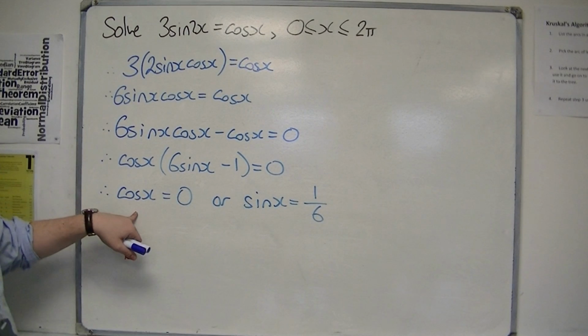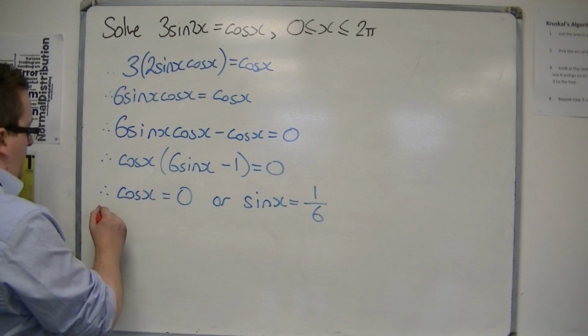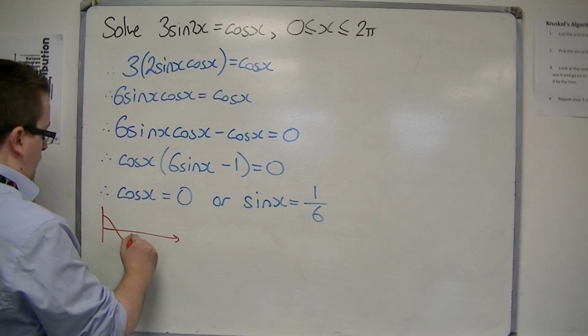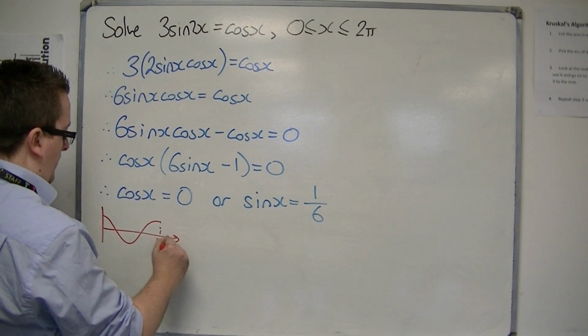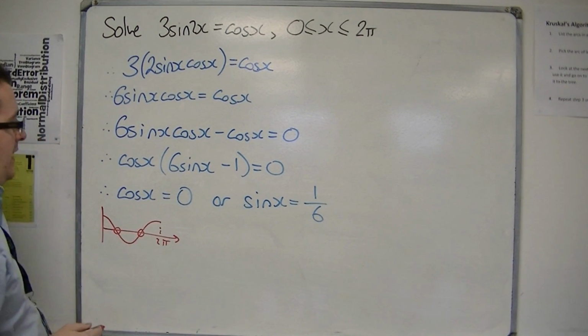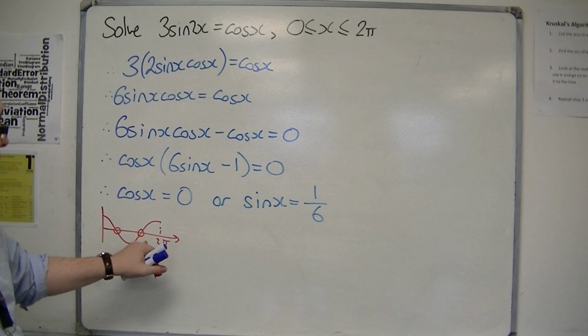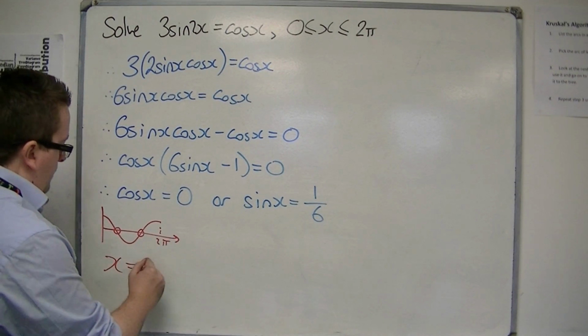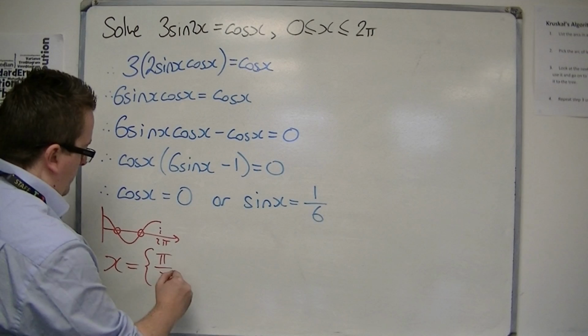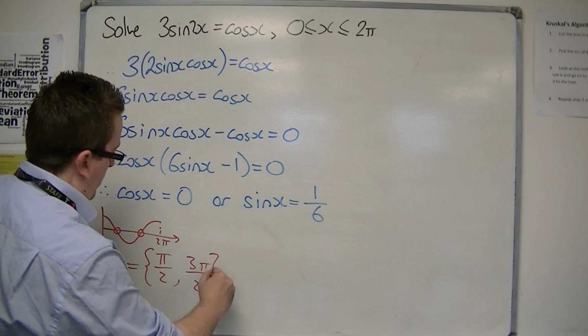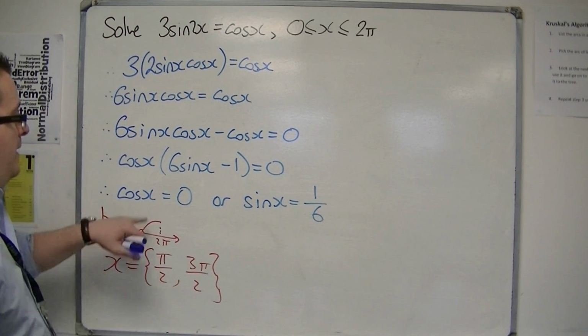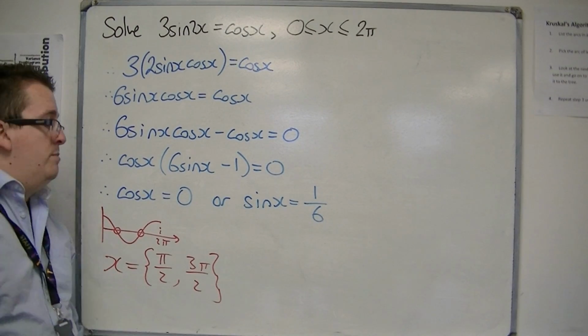Now, cosine between 0 and 2 pi looks like this. So it intersects the x-axis at pi over 2 and 3 pi over 2. So the two solutions coming from that equation are pi over 2 and 3 pi over 2.